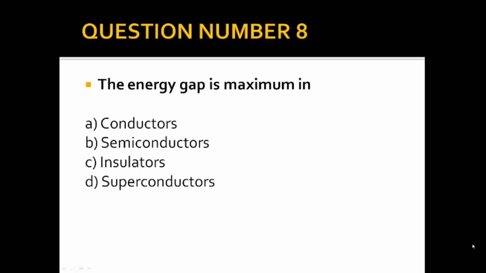Question number 8. The energy gap is maximum in dash. A. Conductors. B. Semiconductors. C. Insulators. D. Superconductors. Let's look at this critically. In conductors, the energy gap does not exist. Why? Because the valence band and the conduction band overlapped. In semiconductors, yes, there is an energy gap, but it's small. In insulators, we have a large energy gap.